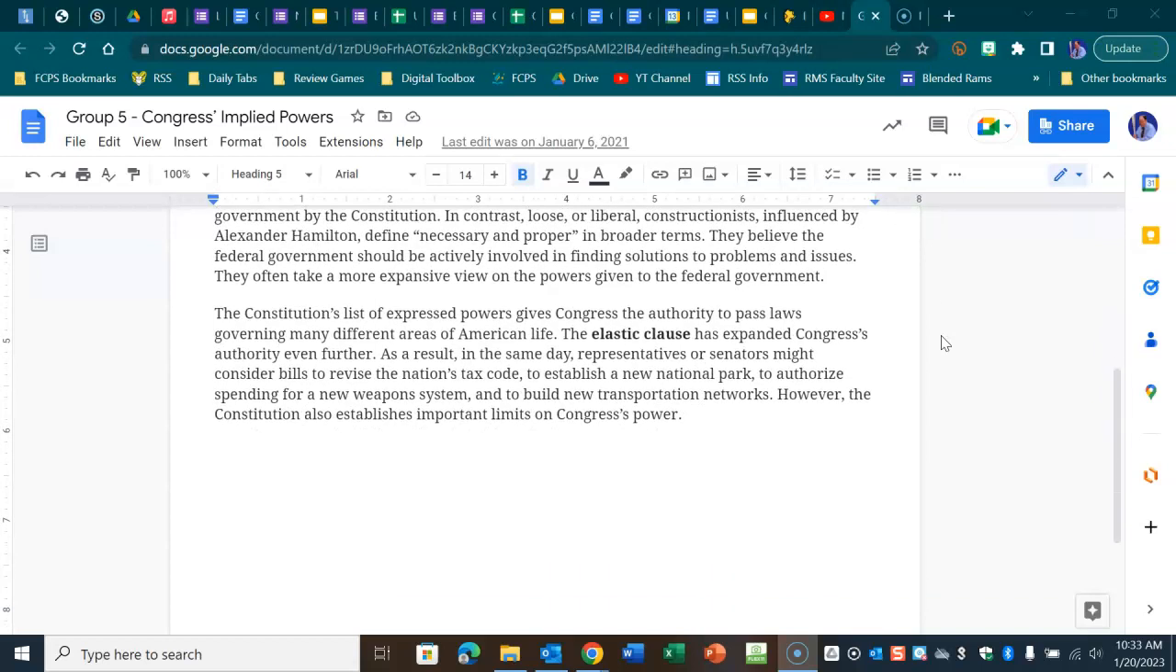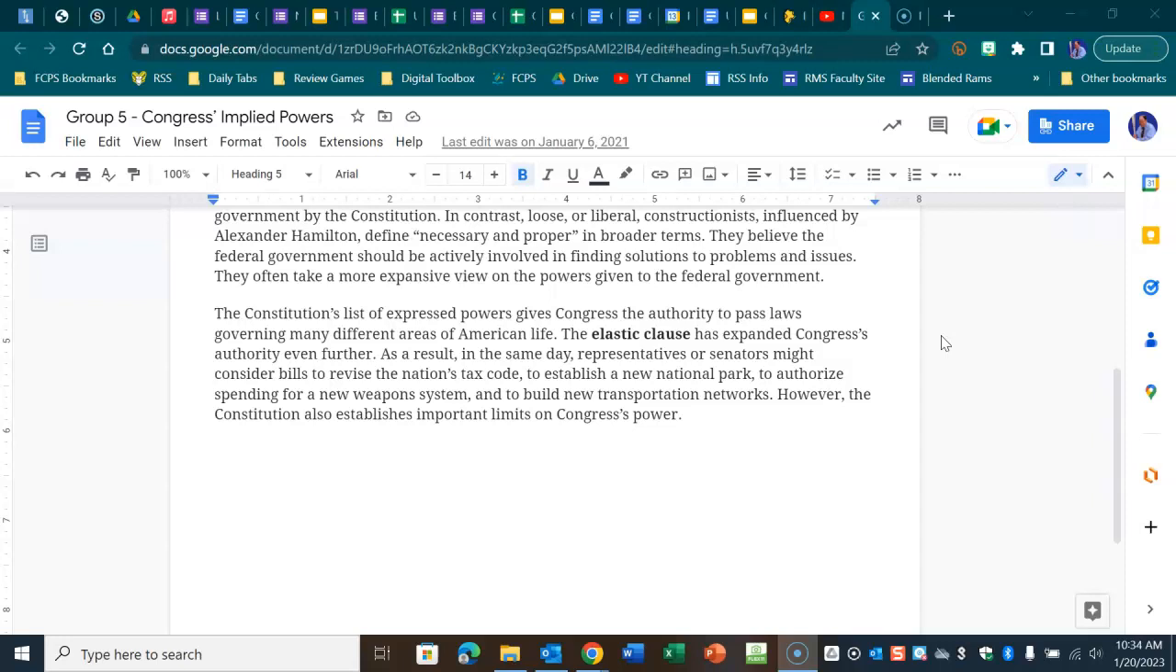The Constitution's list of express powers gives Congress the authority to pass laws governing many different areas of American life. The Elastic Clause has expanded Congress's authority even further. As a result, in the same day, representatives or senators might consider bills to revise the nation's tax code, establish a new national park, authorize spending for a new weapons system, and build new transportation networks.